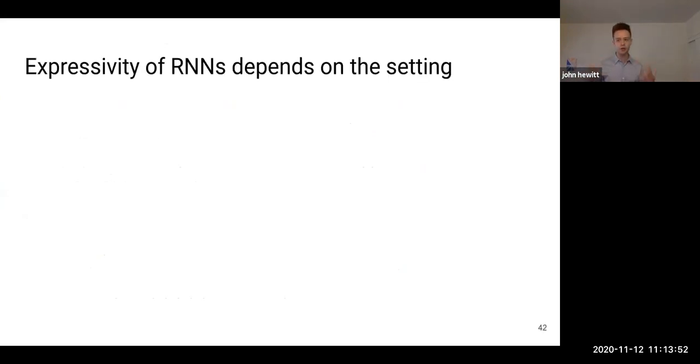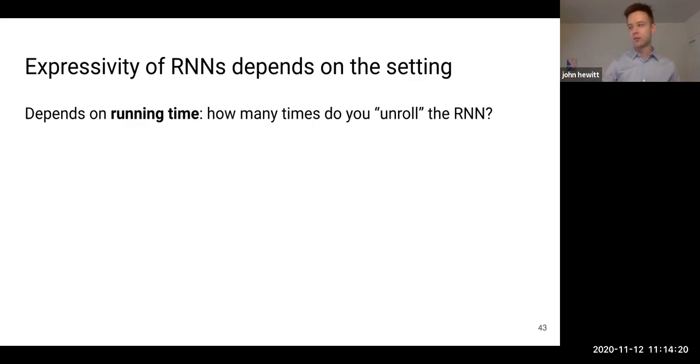So there's been a lot of work on understanding what kinds of functions RNNs can compute, what kinds of languages they can recognize. We're only one work in a long line of work. So we're going to give a couple of examples, but I want to emphasize that the theoretical setting that the proofs occur in decides a lot of what RNNs can do, and also decides how reflective they are of NLP in practice.